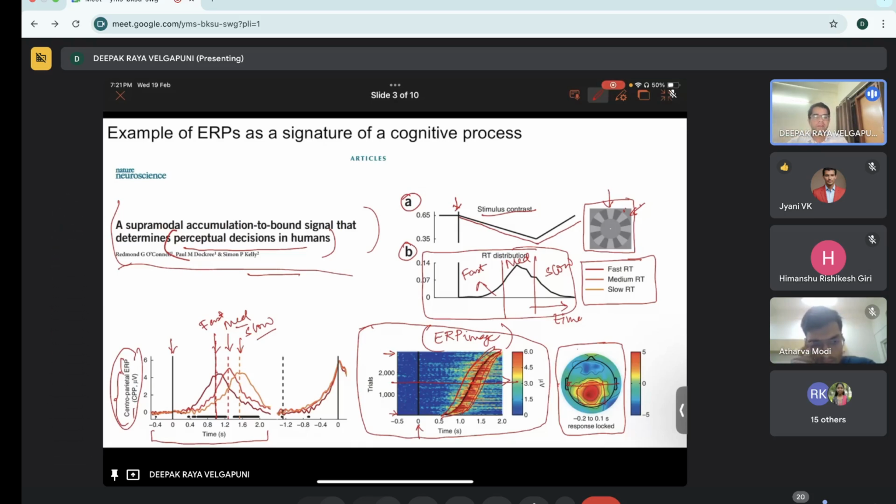So this is one example to show how ERPs can be used to inform task variables. Okay, I hope most of this is clear. If these plots are completely new, it's okay, you can ask if you don't understand any part of this.